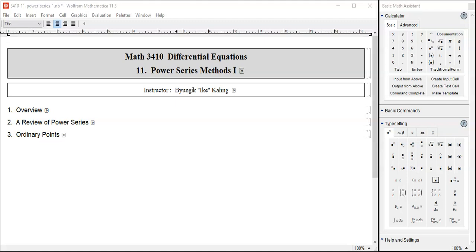Hello student. Let's begin Module 11. Lessons 11 and 12 will cover Chapter 7 of our textbook, Power Series Method. Here's an overview.